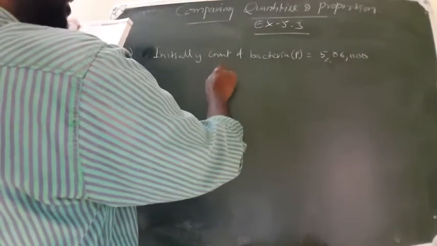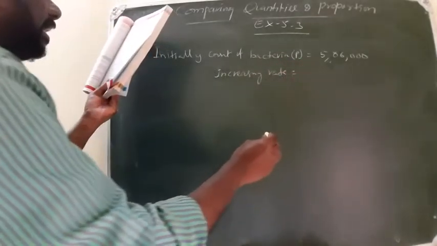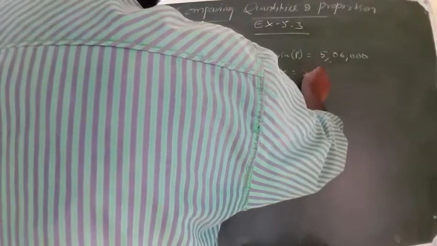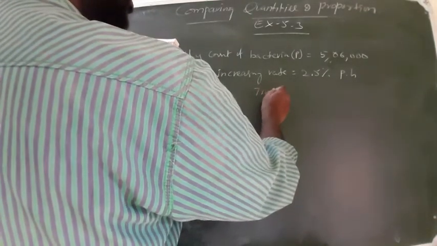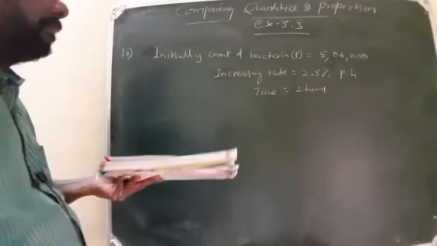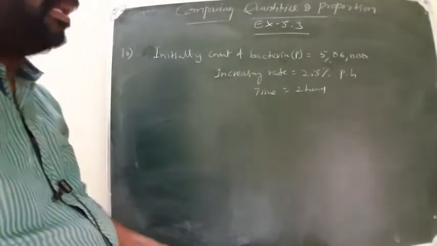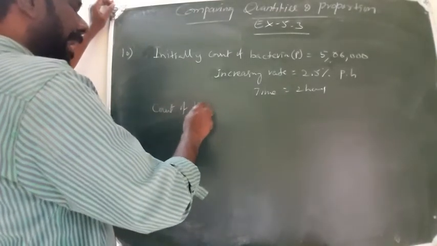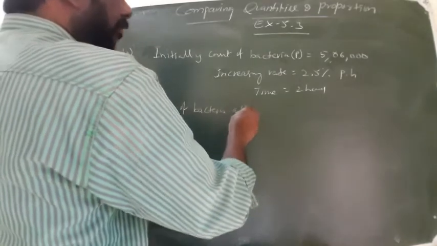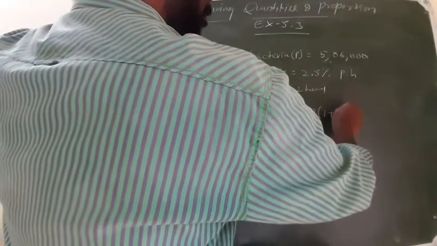Increasing rate. So increasing rate is how much? 2.5% per hour. Time, 2 hours. So what is the bacteria after 2 hours? What is the increasing bacteria for 2 hours? So count of bacteria after 2 hours. You have to apply the formula P into compound interest amount formula.